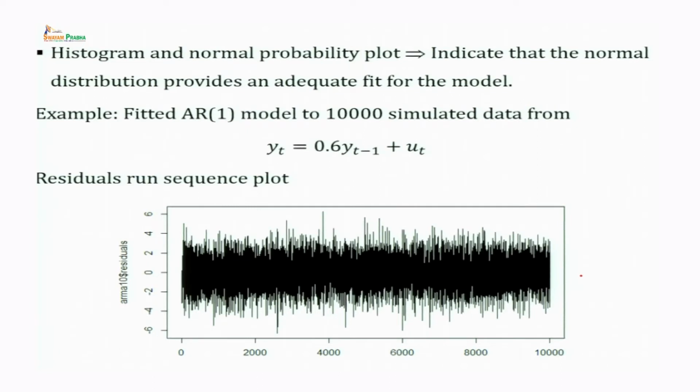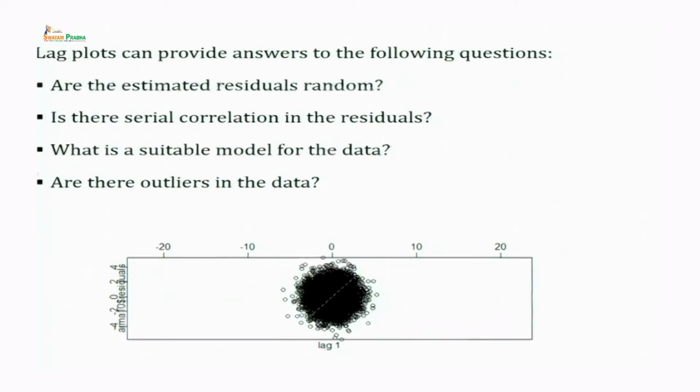And by looking at this graph, you can easily identify that the mean of the process is 0 and the residuals have constant variance. So, you get some idea about the mean of the residuals and their variances just by looking at this graph.